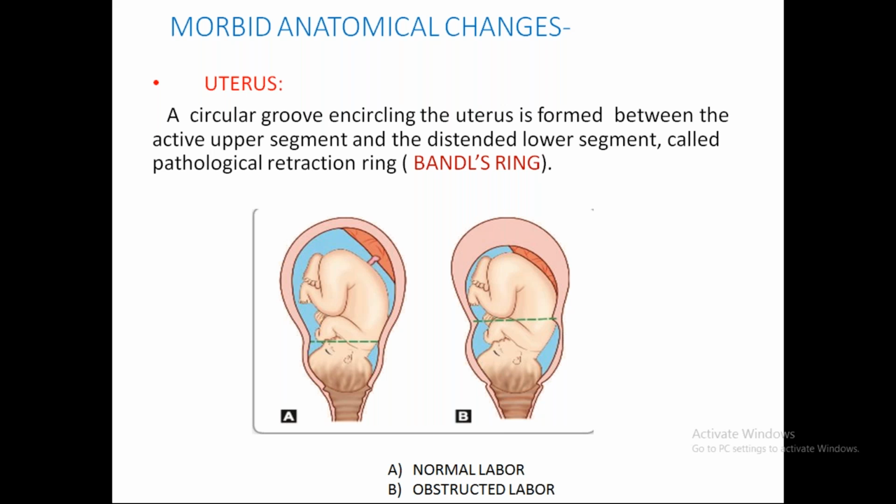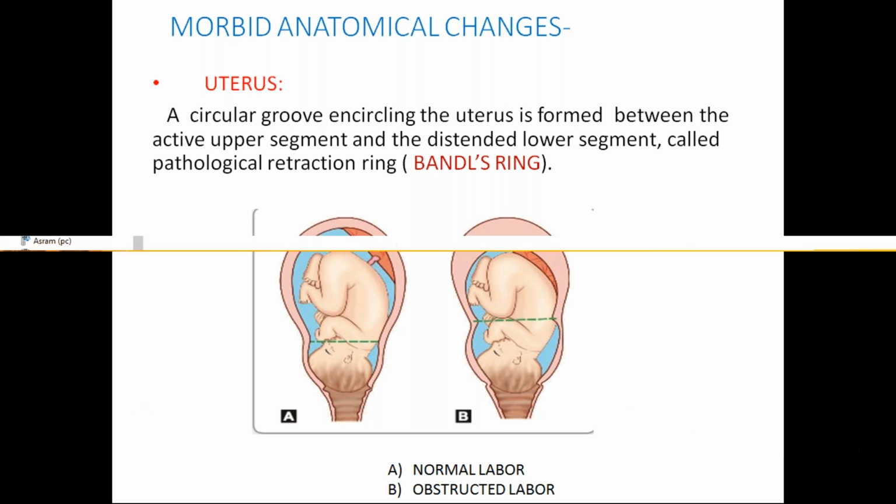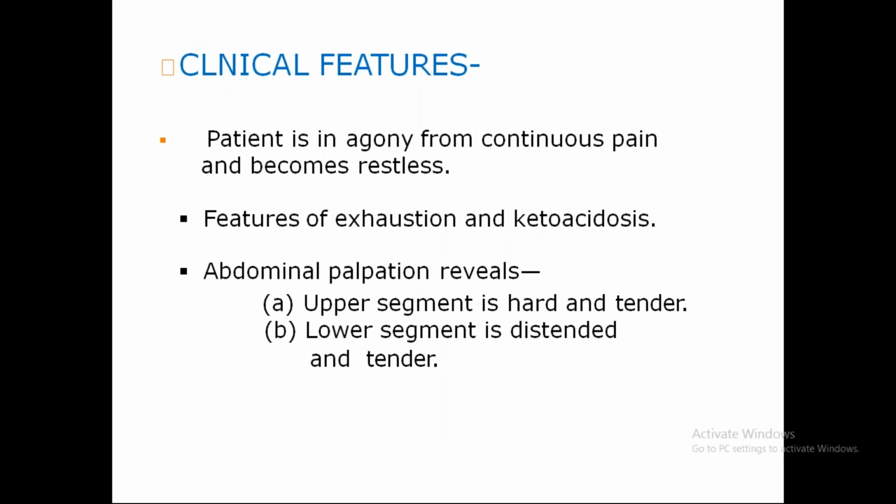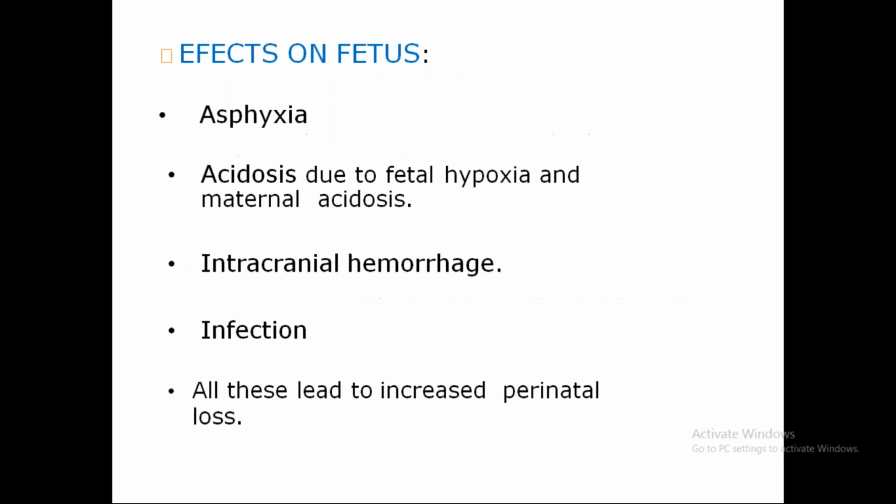So what will happen when you have obstructed labor? The clinical features will be: the patient will be in agony from constant pain and become restless. Features of exhaustion and ketoacidosis will be present. The upper segment is hard and tender and the lower segment is distended and tender.